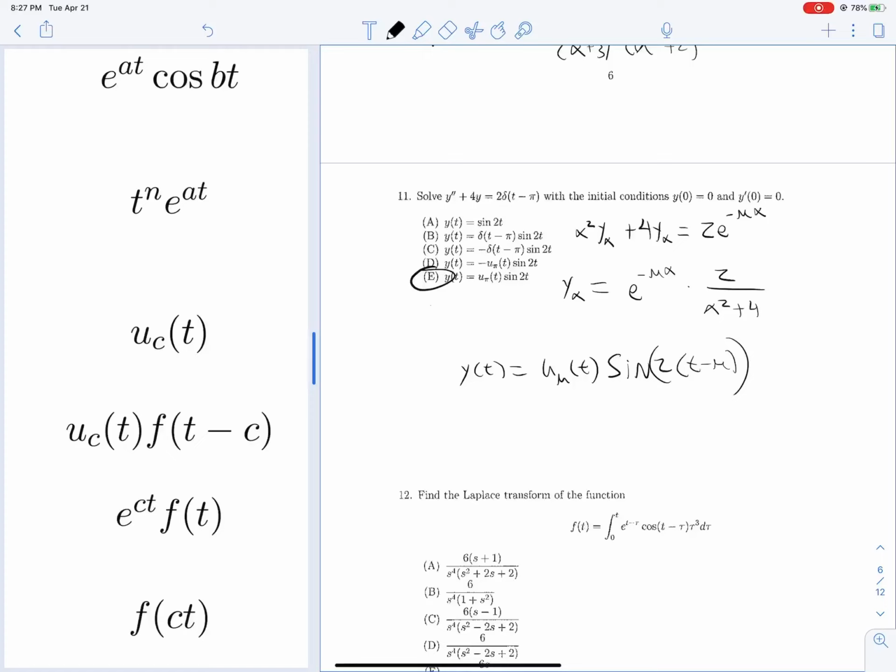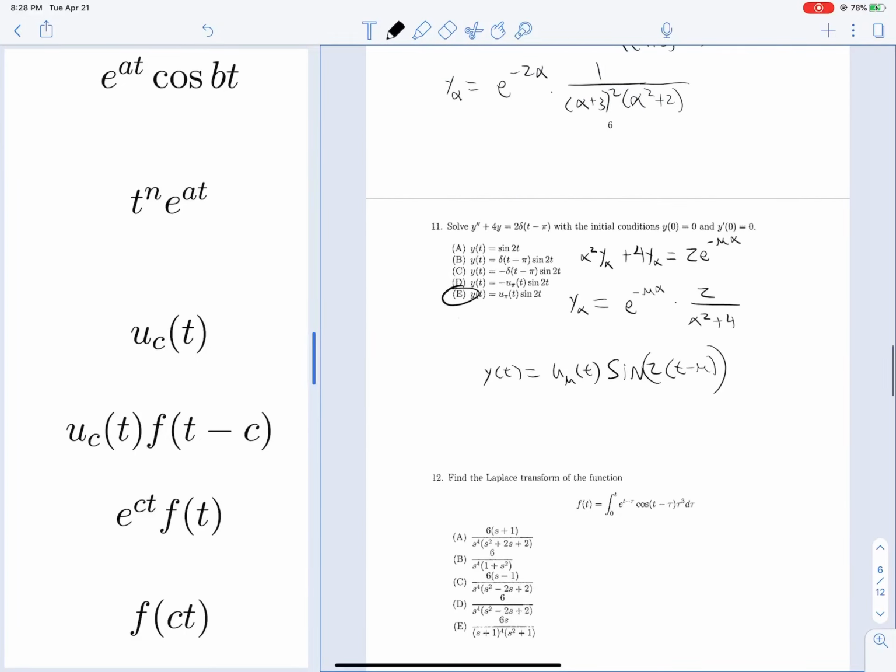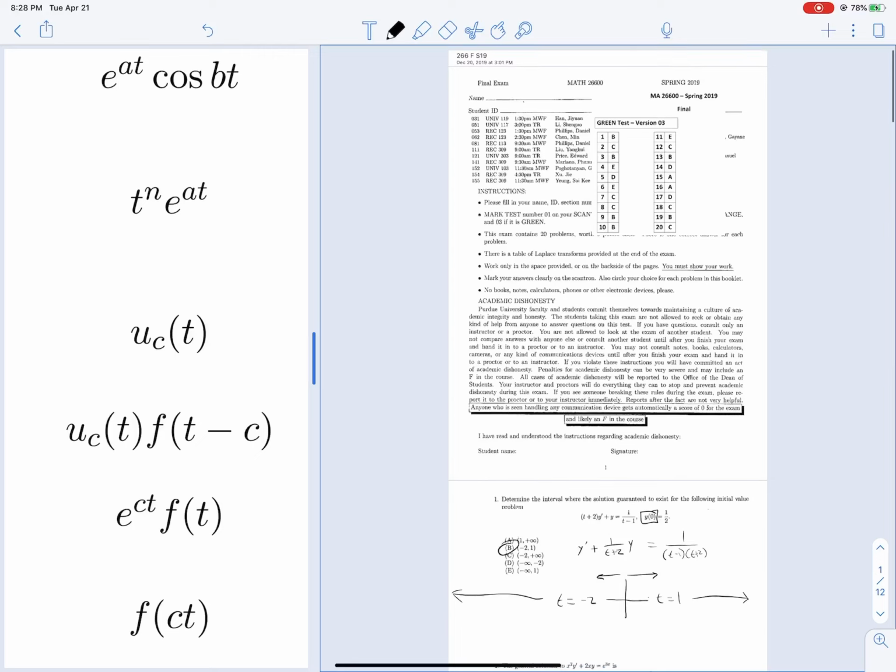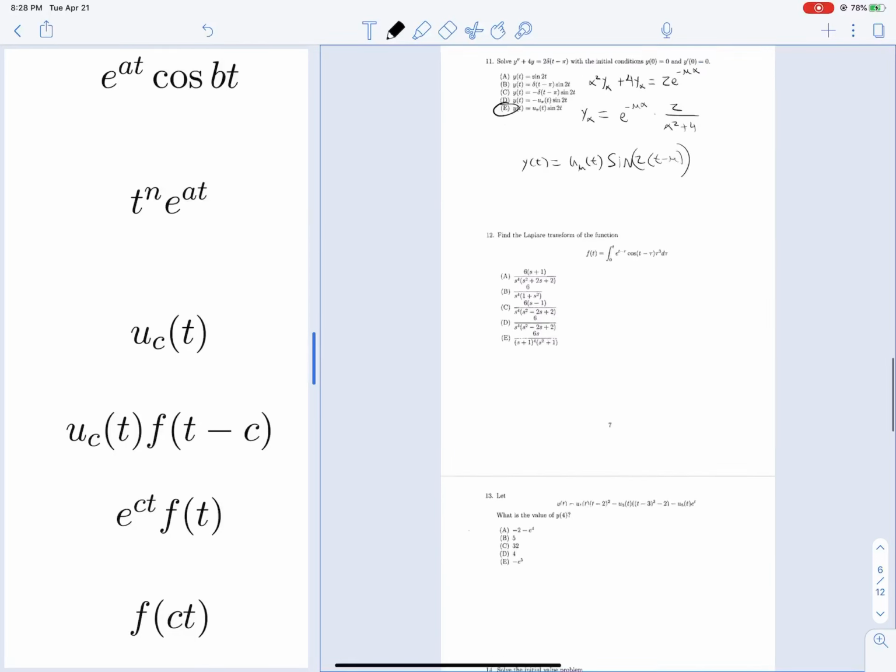The sine of something plus 2 pi or minus 2 pi is the same thing. So we can take out that 2 pi, and it's just like going around the unit circle one full revolution. So yeah, 11 is E. I kind of hyped up that for nothing.